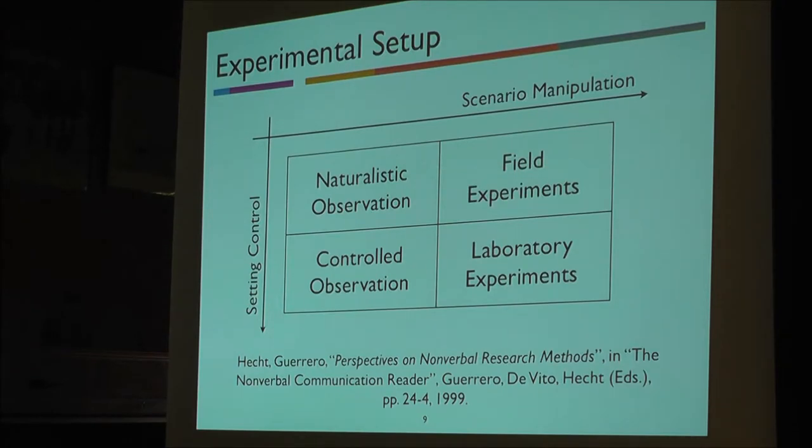There are field experiments where you still don't control the setting, but you can modify the conditions so as to see what changes. For example, we can decide, well, next lecture will be in the Chinese pavilion, let's see what happens. In this case, the scenario will not be manipulated, but the setting, yes. Then you can control the setting while leaving the scenario open. In this case, you have a controlled observation, in the sense that you do not intervene in what people do, but you still control the conditions. And then you have laboratory experiments where you basically intervene and control everything.